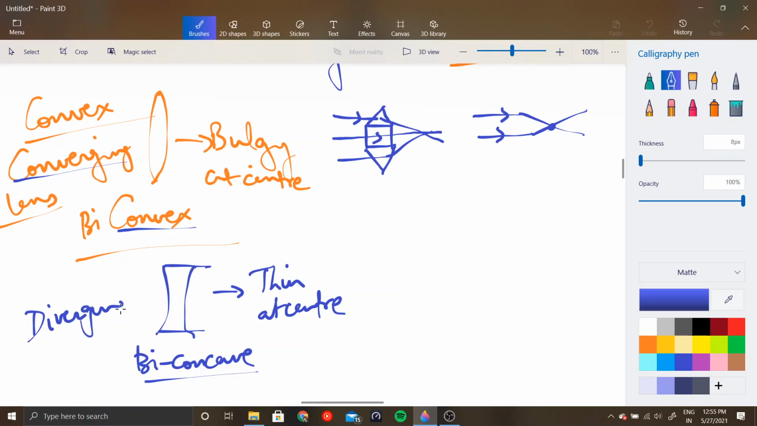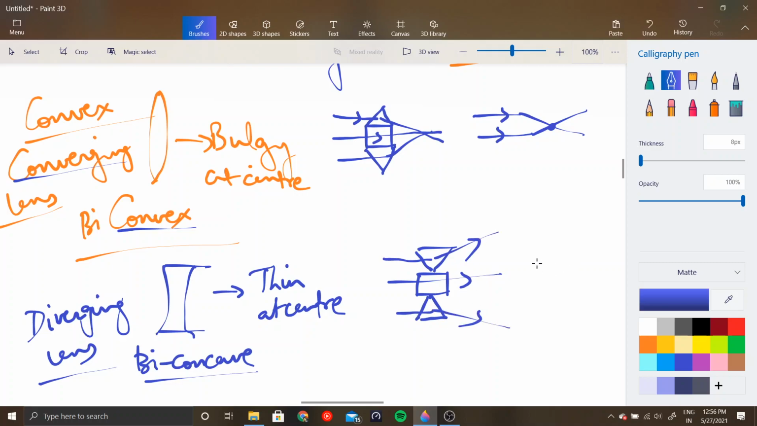Now what does a diverging lens do? Why do you call this a diverging lens? Let's again build it using prisms. So you have a rectangular slab like this. You have two prisms like this, right? Light passing will go here, light will go here, and light will go here. So you see that the source of light parallel after passing through the lens diverge, right? So they are called diverging lenses.